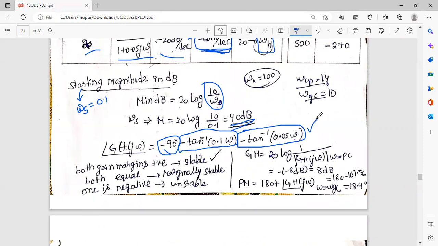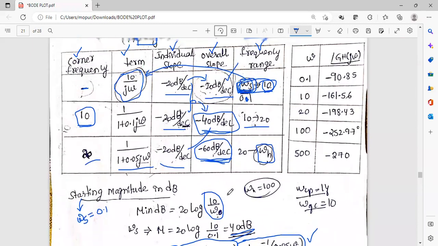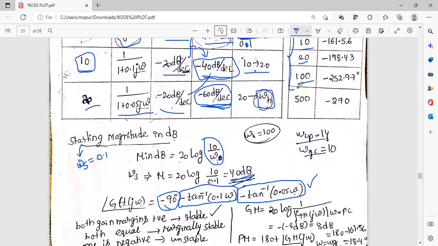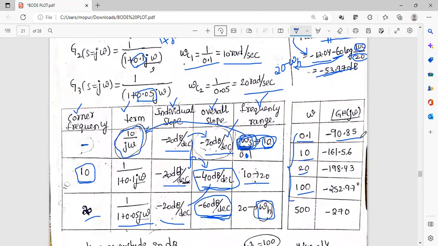Now you can take some values of omega. We had already seen the corner frequencies: 0.1, 10, 20, 100. For the phase plot, you can take the same values as for the magnitude plot, or take more. Substitute 0.1 for omega in this equation and obtain the angle. You will get minus 90.85. Similarly, substitute the other corner frequencies and get the values of phase angle.